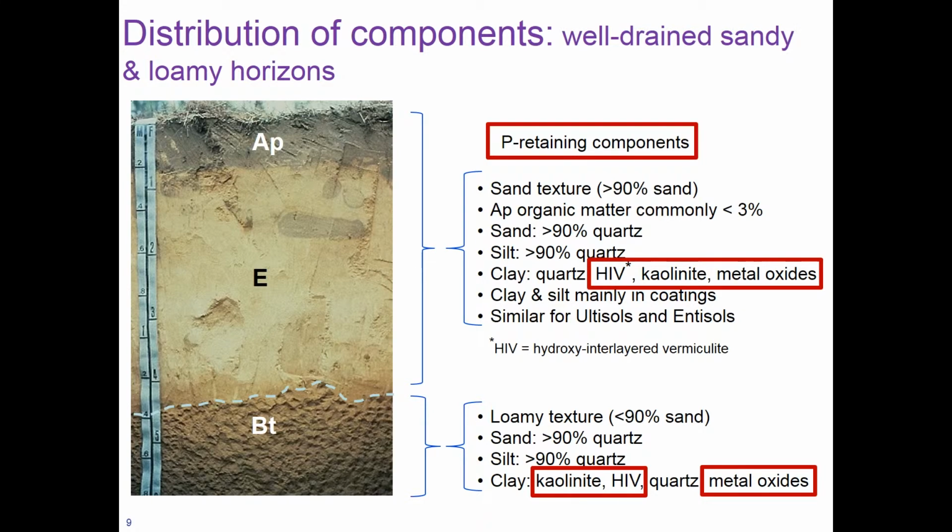In the case of comparison for metal oxides versus the phyllosilicates, namely hydroxy-interlayered vermiculite and kaolinite, metal oxides are by far the most tenacious binder of phosphorus. But with increasing concentration, kaolinite and hydroxy-interlayered vermiculite would also serve to retain some phosphorus.